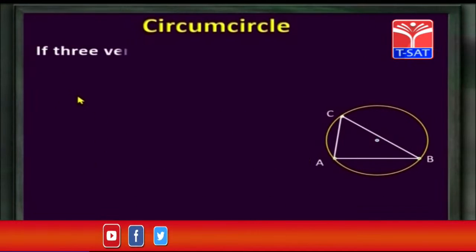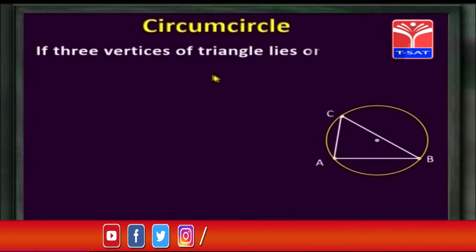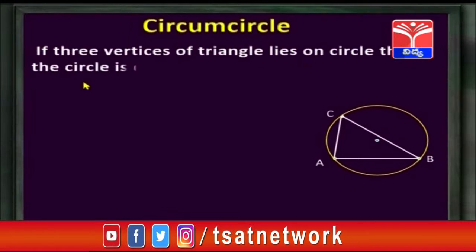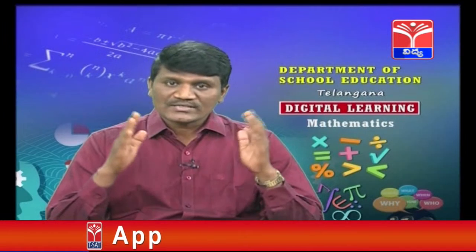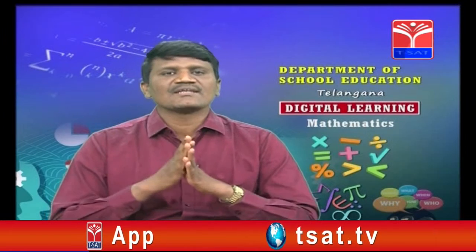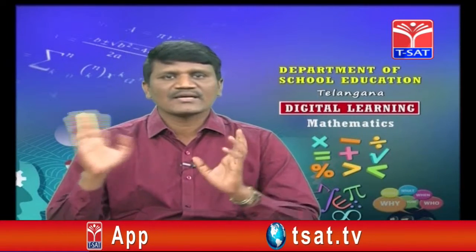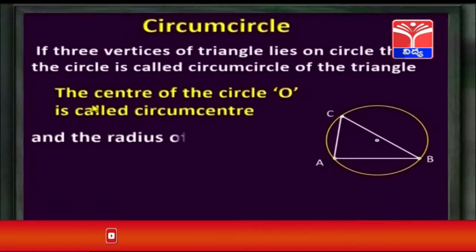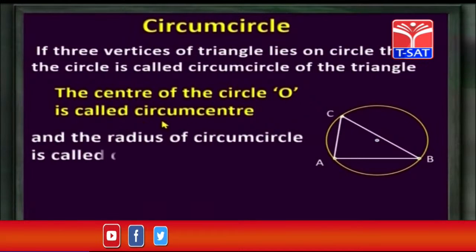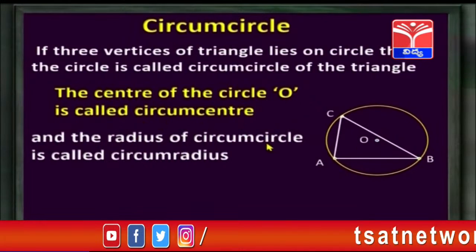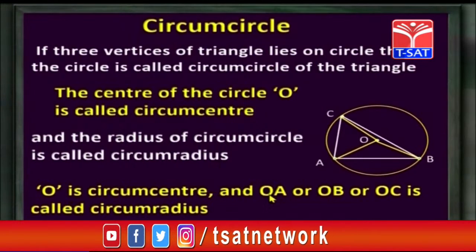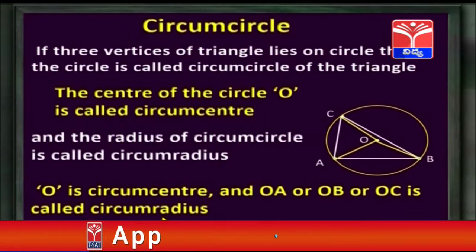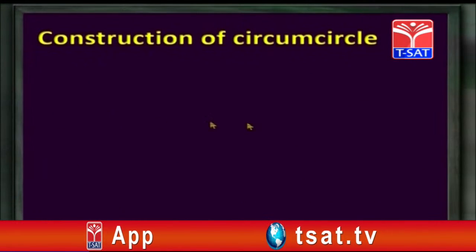So once again, let us see the definition. If the 3 vertices of a triangle lie on a circle, then the circle is called the circumcircle of the triangle. Now, the center of the circle, O, is called the circumcenter and the radius of the circumcircle is called the circumradius. O is the circumcenter and OA, OB or OC is the circumradius. Now let us see the construction of a circumcircle.